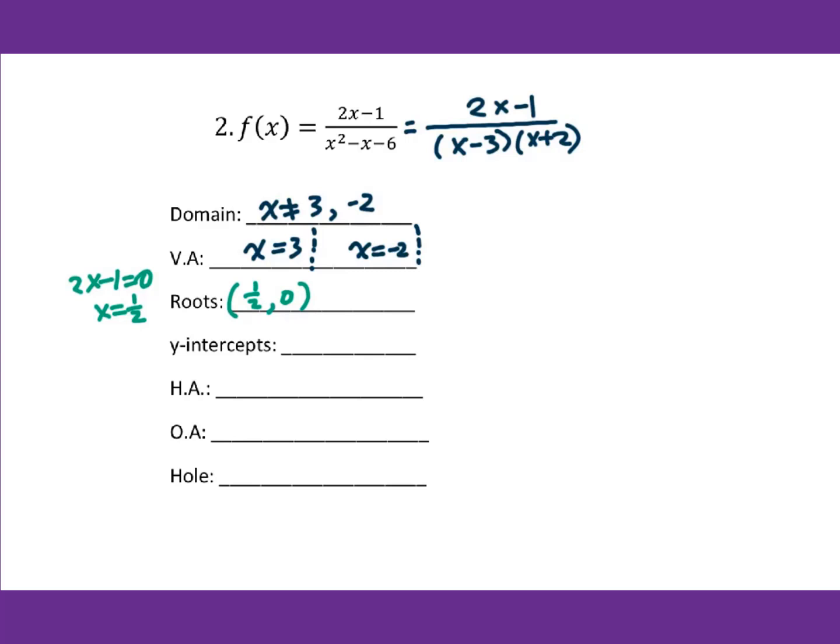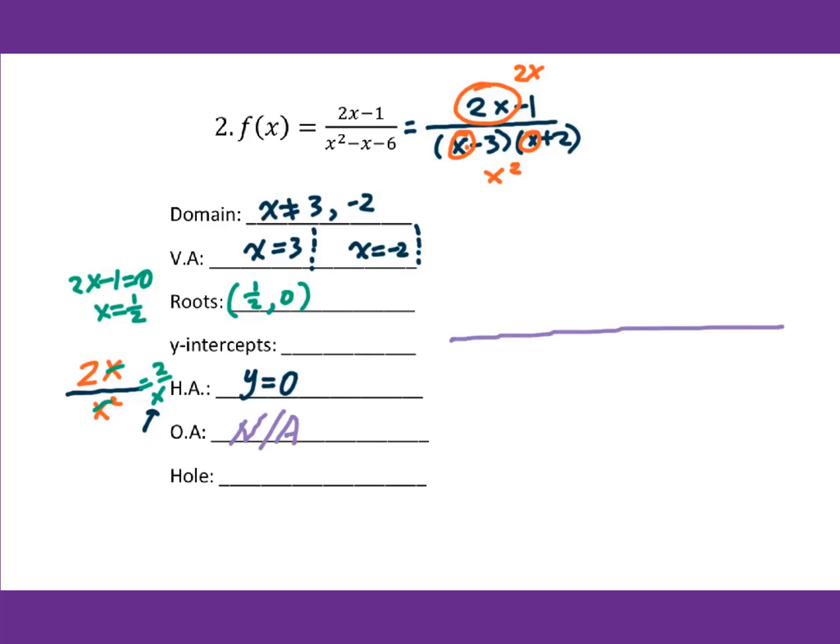For the horizontal asymptote line, let's get the leading term. We got the x squared, top is 2x. 2x over x squared. Reduce, you will get 2 over x. Then you plug infinity into this x, you will get 0, y equals 0. No oblique asymptote line.